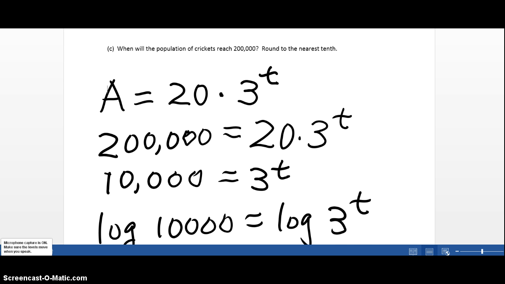So we said 200,000, the final amount, equal to 20 times 3 to the t. Now again, you cannot multiply the 20 times the 3. Divide both sides by 20. You get 10,000 equals 3 to the t. When you have your variable as an exponent, then what we're going to do here is take the log of both sides.